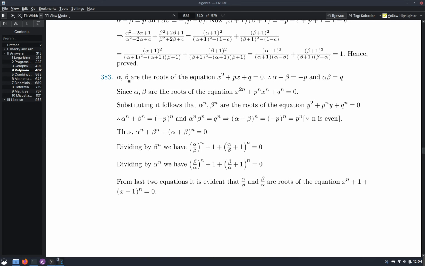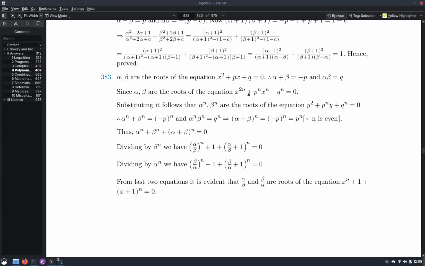So alpha, beta are the roots of the equation x square plus px plus q is equal to 0. So alpha plus beta is minus p and alpha beta is q. Now it is given that we have x to the power 2n plus p to the power n x to the power n plus q to the power n is equal to 0, and alpha, beta are the roots of the equation. So we substitute alpha, beta and we find that alpha to the power n, beta to the power n are the roots of the equation y square plus p to the power n y plus q to the power n is equal to 0.